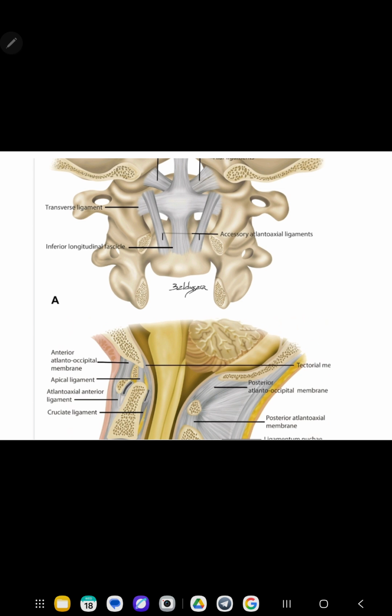Now the other one is just behind the transverse ligament, along the vertebral body and the intervertebral disc. If it is on the anterior side, it is anterior longitudinal ligament. Posterior side is posterior longitudinal ligament. So this will be anterior longitudinal ligament. Here will be the posterior longitudinal ligament. This posterior longitudinal ligament has a cephalic extension called membrana tectoria.